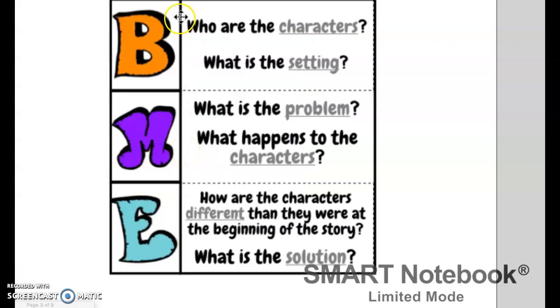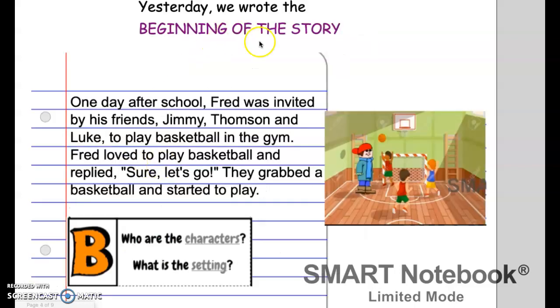So here is our chart. Here's your BME, and the beginning is who are the characters and what is the setting, which we did yesterday. And today we're going to write what the problem is and what happens to the characters. And the ending will be at a later lesson, okay? So let's review yesterday's story. Let's see how we did.